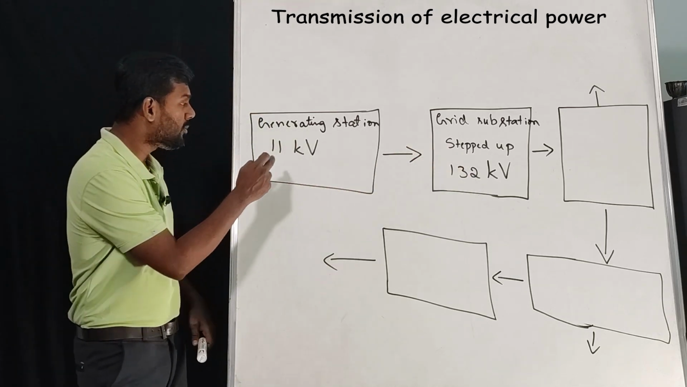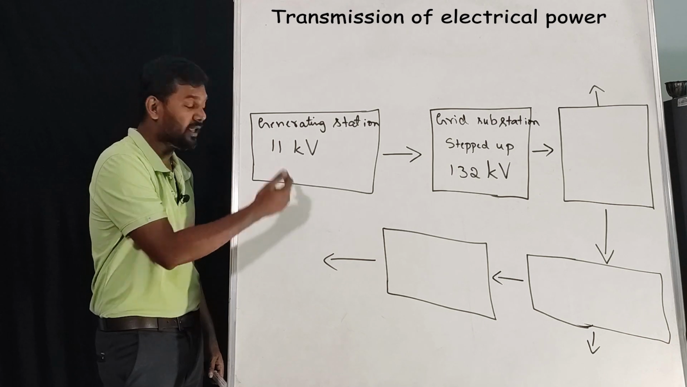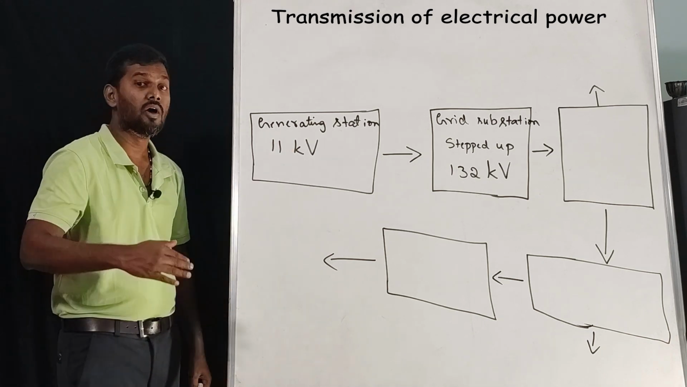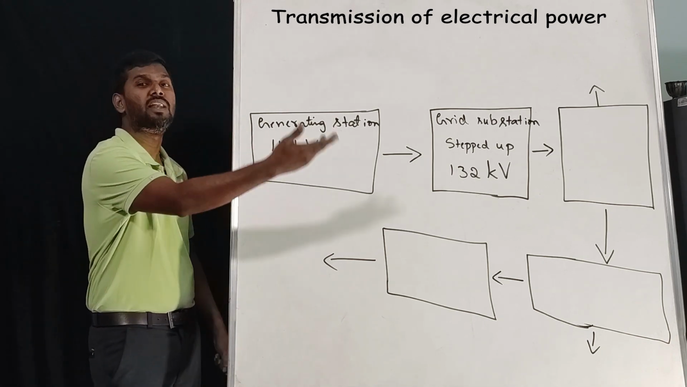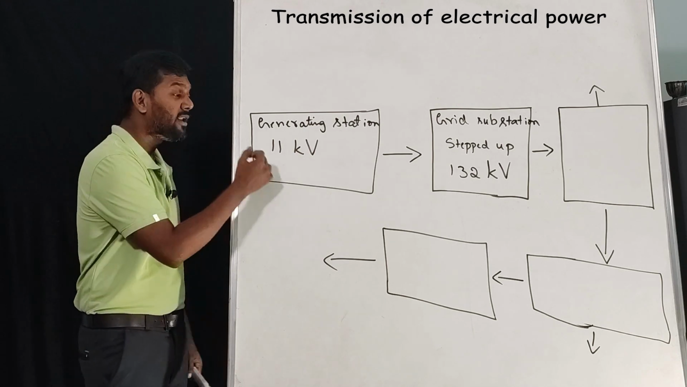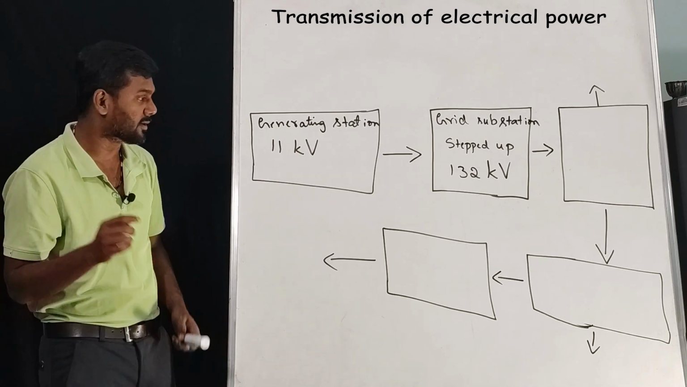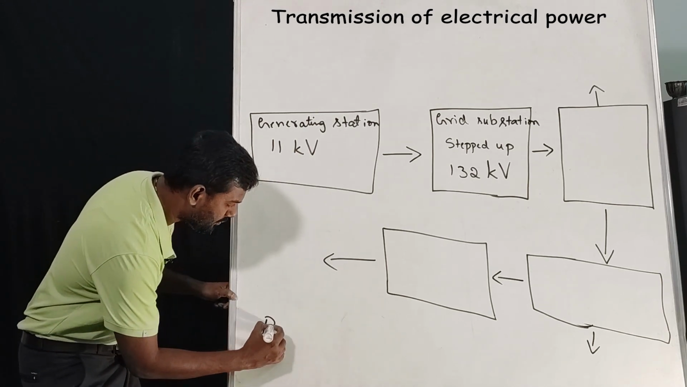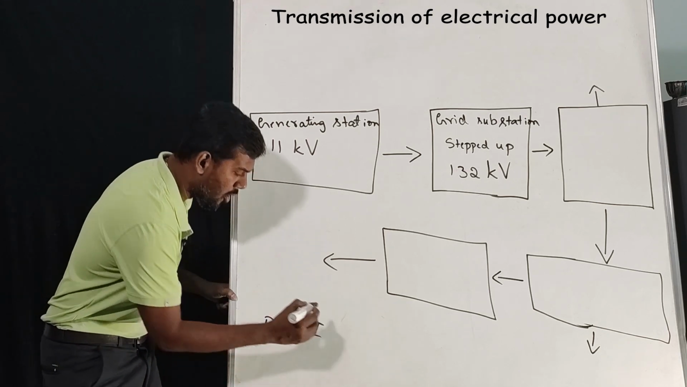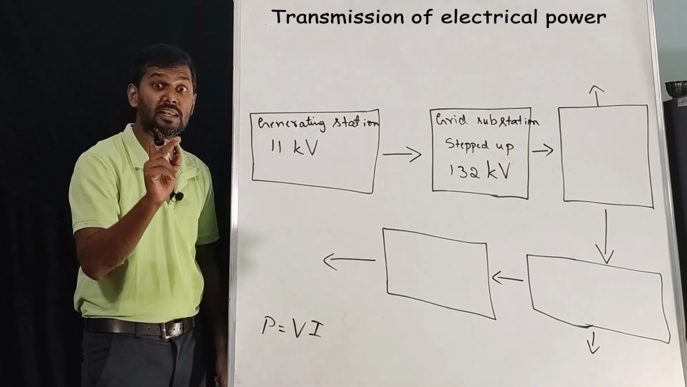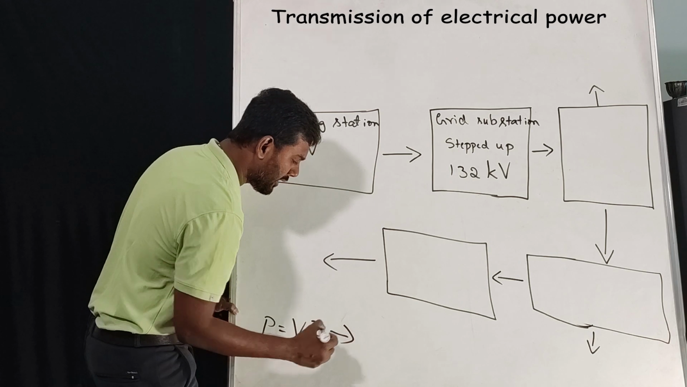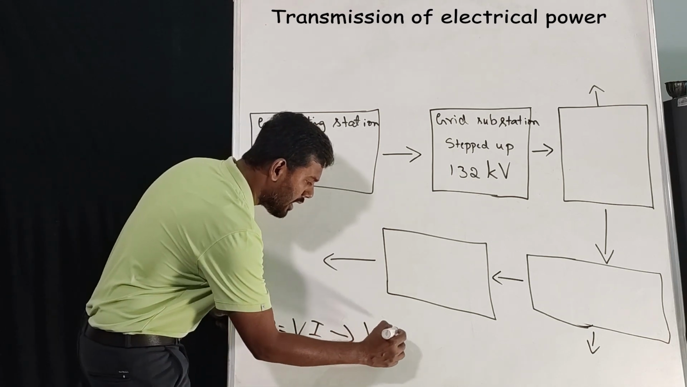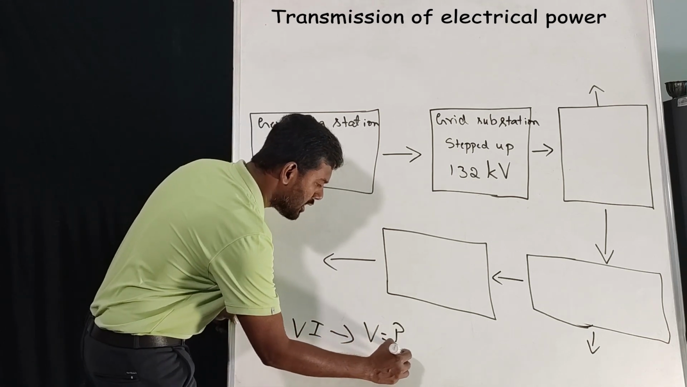But what is the problem? Why are we not generating less than 11 kV also? We got to know why not more than 11 kV. We need to know why not less than 11 kV also. Listen, when it comes to power, voltage and current are inversely proportional. Keep that in mind. Voltage and current are inversely proportional.